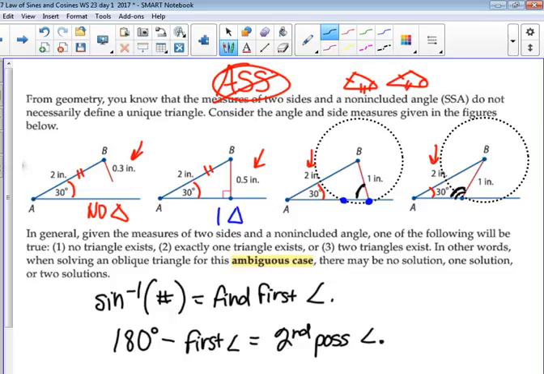For example, if I have a 60 degree, and when I did the law of sines, I got an 80 degree, what's the supplement to 80? 120. But if I had a 60, can I also have a 120 in the same triangle? No, it would add up to be 180 already with only two angles, okay?